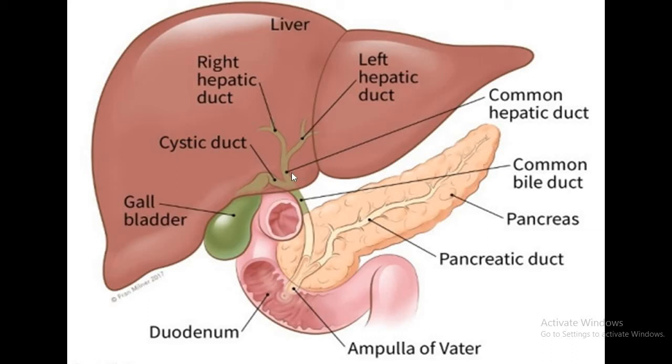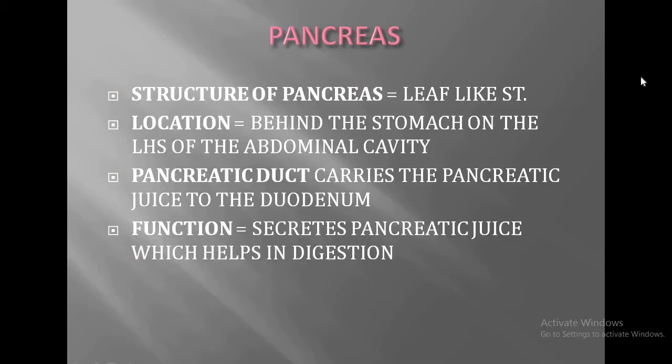So this hepatic duct and cystic duct will join to form the common bile duct, and through the common bile duct the bile is added to the duodenum. The pancreas will also secrete the pancreatic juice containing different types of enzyme, and that through the pancreatic duct is also added to the duodenum part of the small intestine.